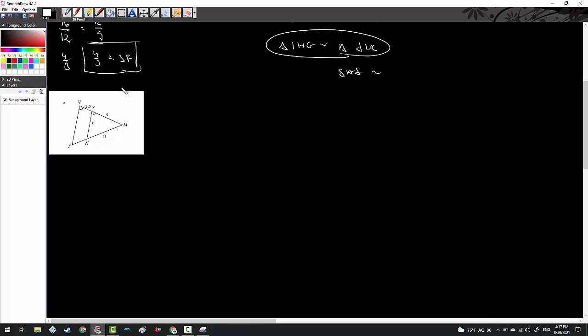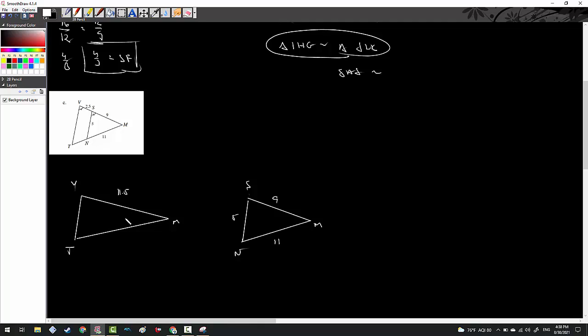Now with this example in C here, it's often good to separate a triangle inside of another triangle into two separate triangles. So I'm going to separate the large triangle, and I'm going to call it MVT. And then the small triangle I'm going to do here, S, N, and M. So this is going to be the 9, this is going to be the 11, and this is going to be the 5. This here, it's not 2.5, right? It's 9 plus 2.5, so 11.5 right here.